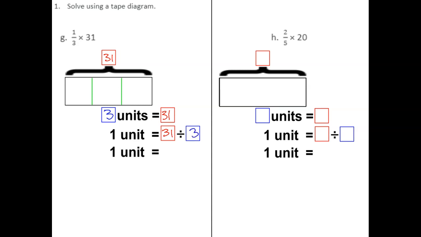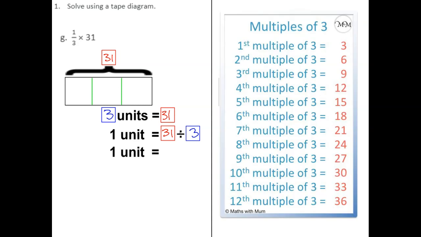Now think about 31 and 3. If we were looking at a 3 times table chart, or we skip counting by 3s, we know that we're going to come to 30 and then 33. So 31 is not divisible by 3 as a whole number. So we know that 1 unit is going to be equal to the improper fraction of 31 over 3.